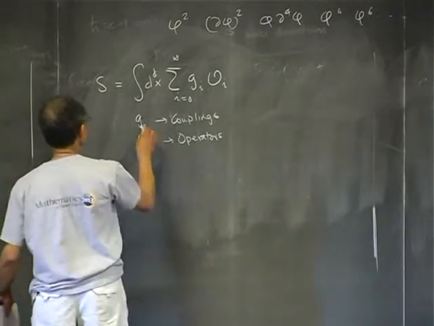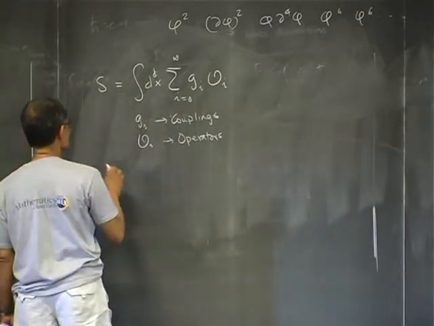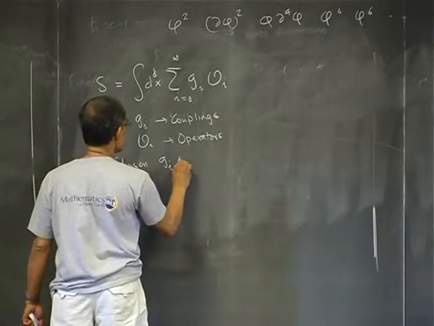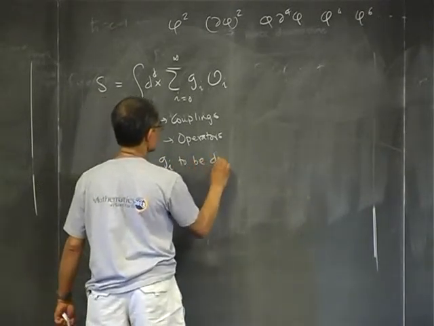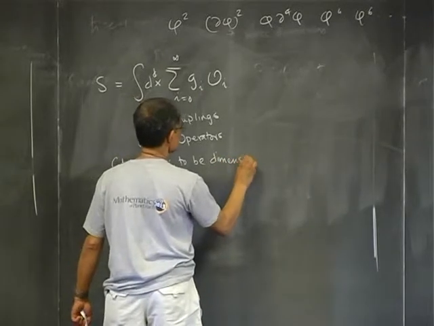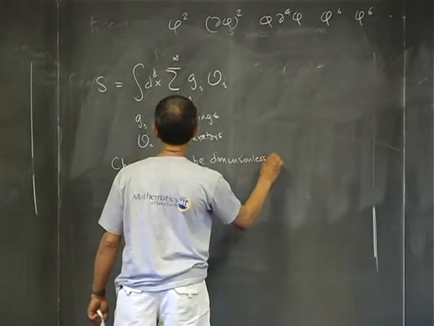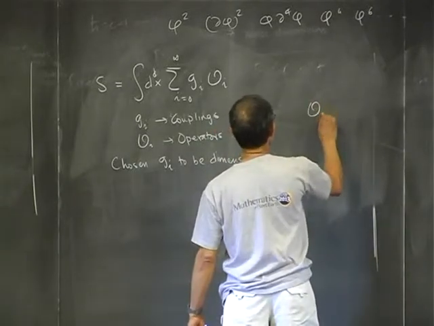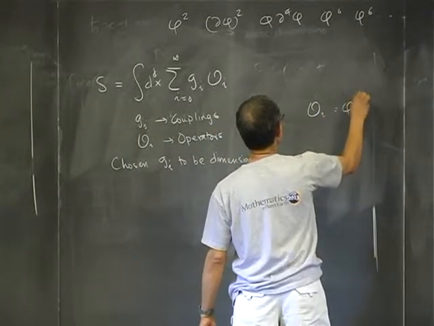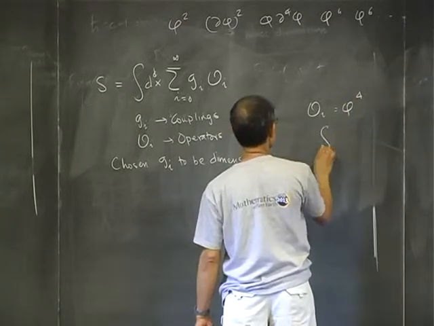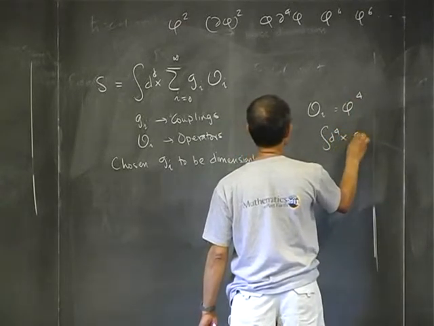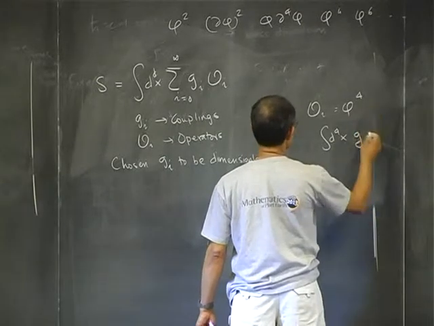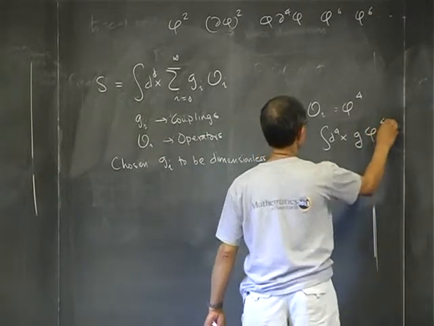I have chosen, pretty much like the examples I've given before, g_i to be dimensionless. Let me try to specify what that means. For example, I can have an O_i which is phi to the fourth. So I have a term in the action which is d^4x, some g times phi to the fourth.